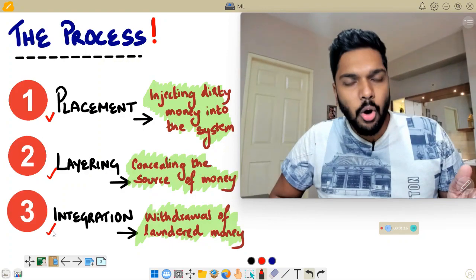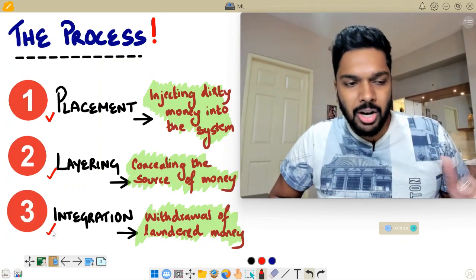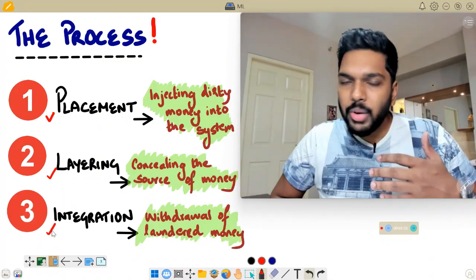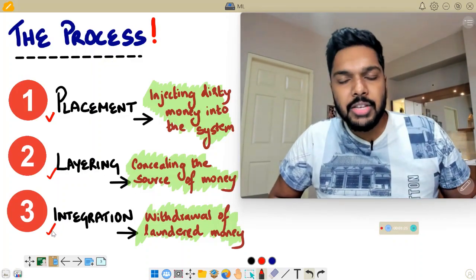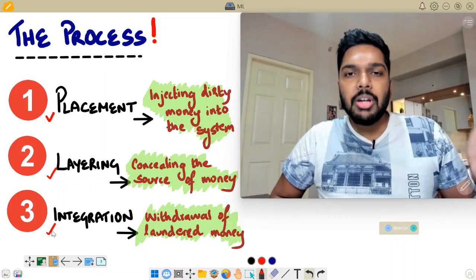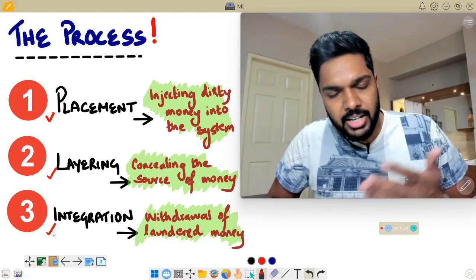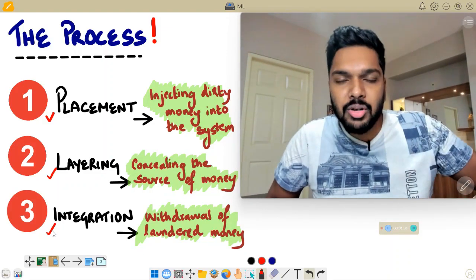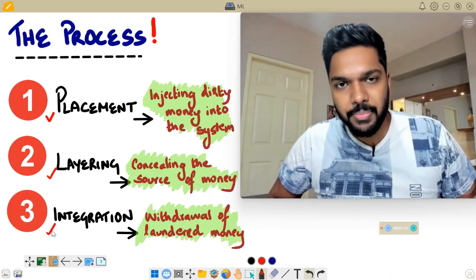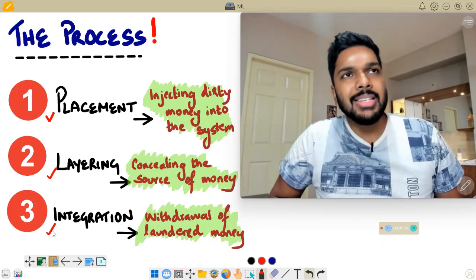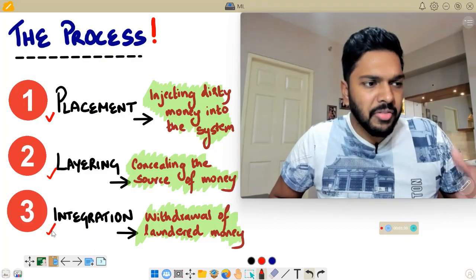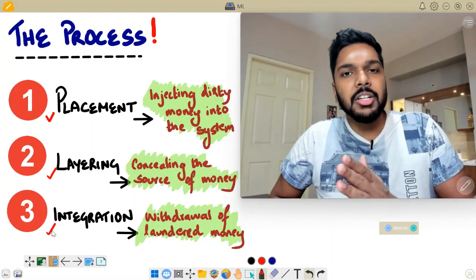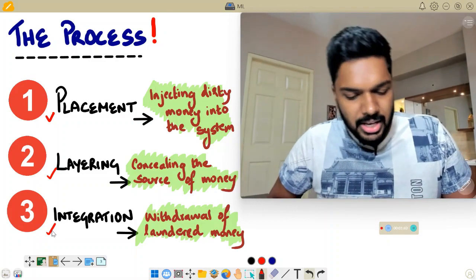Layering is a process of erasing the origin of money or concealing the source of money through various transactions and bookkeeping tricks, by opening shell companies in different places of the world, by round tripping, that is, sending money from country A to country B to country C to country D and so on. And then you have integration, which is basically the process of withdrawing this already laundered money from the legitimate financial system and using it further for your criminal activities.